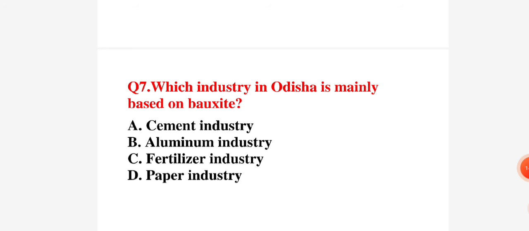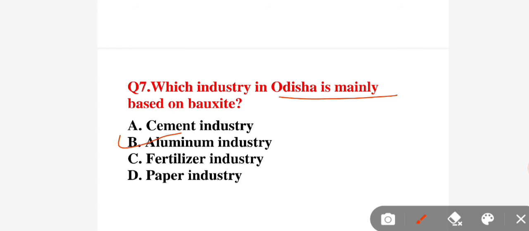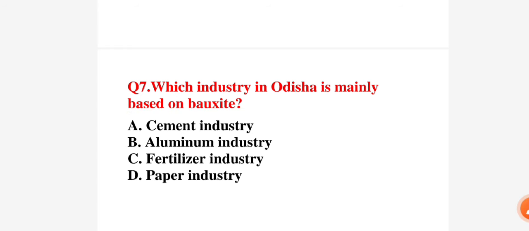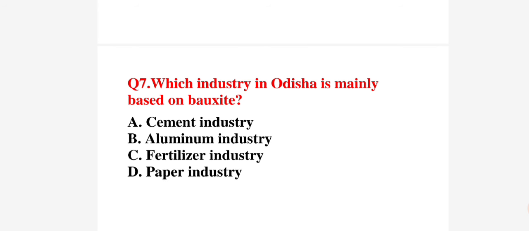Next question is, which industry in Odisha is mainly based on bauxite? Option A, cement industry; option B, aluminum industry; option C, fertilizer industry; and option D, paper industry. This is an easy question, you can easily answer it. Yes, the right answer is the aluminum industry. So the aluminum industry in Odisha is based on bauxite. One question, can you tell me in which areas of which districts of Odisha bauxite is primarily found?